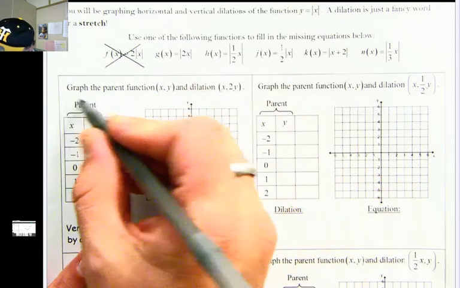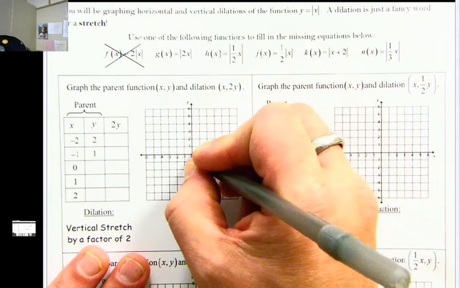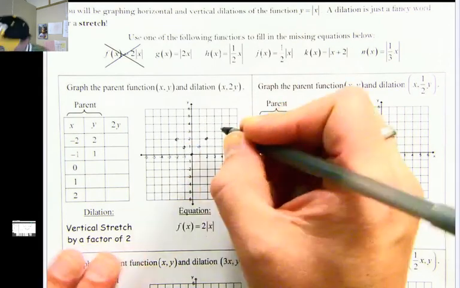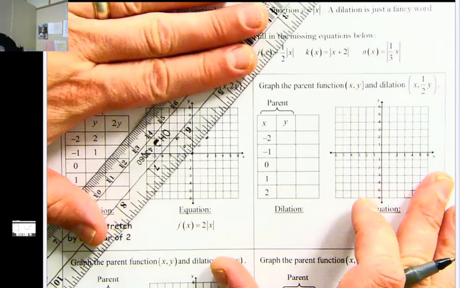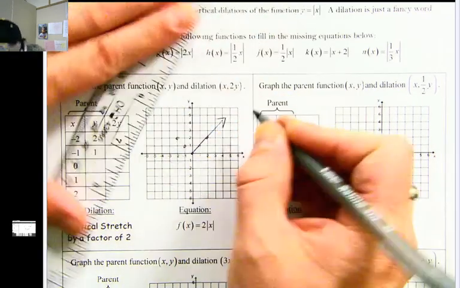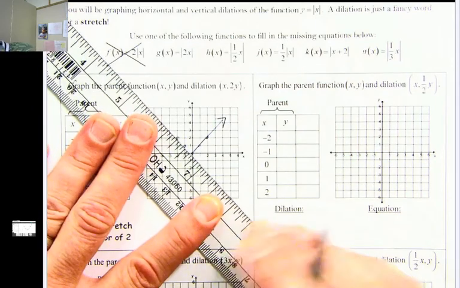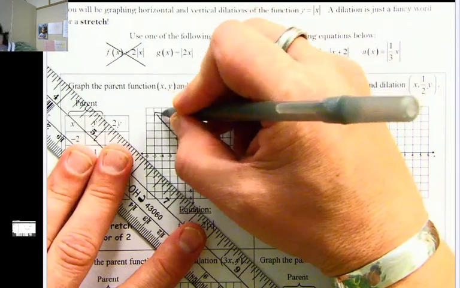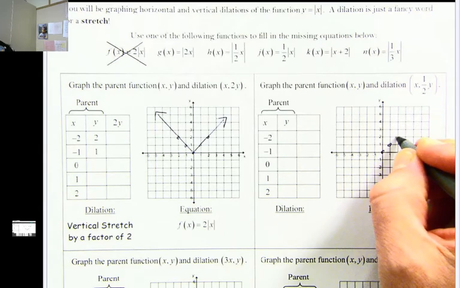On these, they want us to graph this parent function, y equals absolute value x. So I'm going to quickly do that. I'm just going to work through this very quickly. If you've already completed this worksheet and you're fairly confident that everything you've done is correct, you might want to fast forward. I think watching somebody fill out a worksheet that you've already filled out could probably be pretty boring.